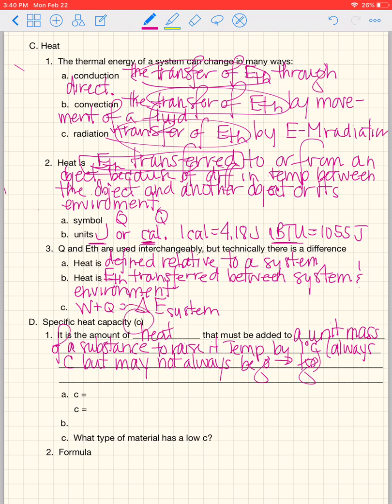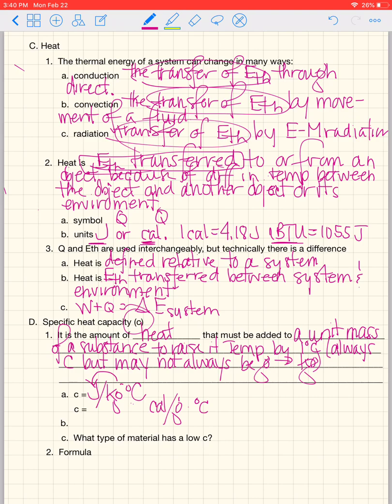C is measured in joules per kilogram degree Celsius, always degree Celsius, or it could be calories per gram degree Celsius. Notice that the kilogram goes with joule, which you kind of would have predicted because a joule is a Newton meter. A Newton is kilogram meters per second squared. So if I'm going to have joule, I have to have kilogram. Calorie, however, is based on the gram. It's a much, much, much smaller piece.